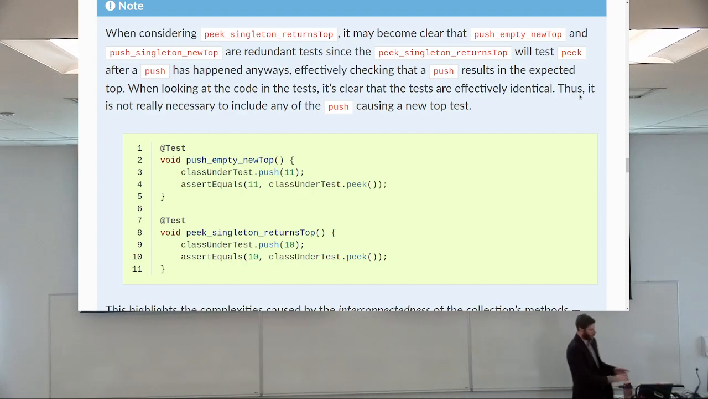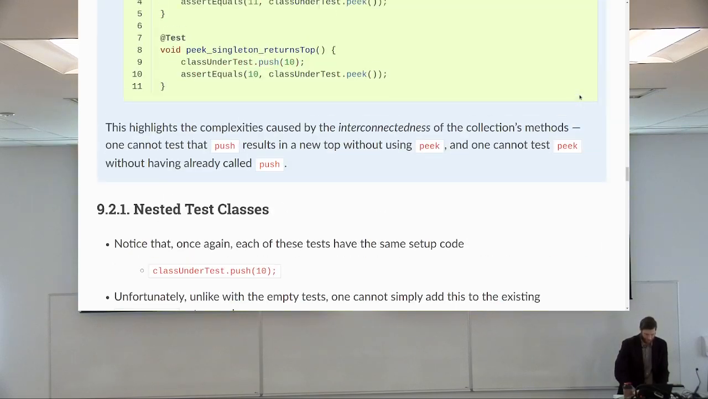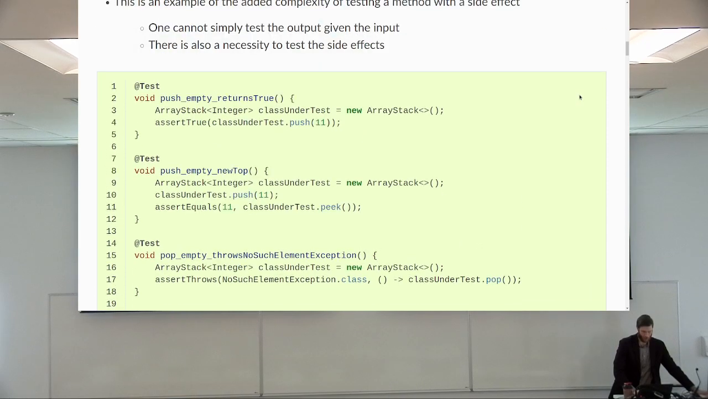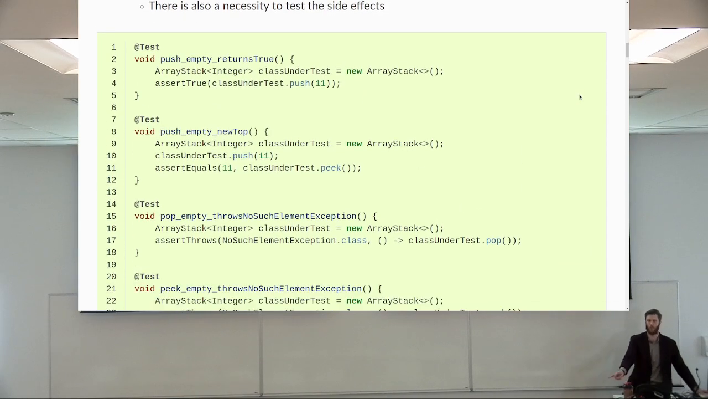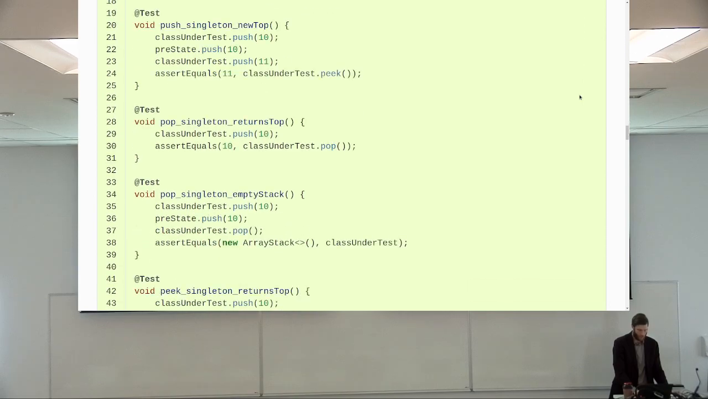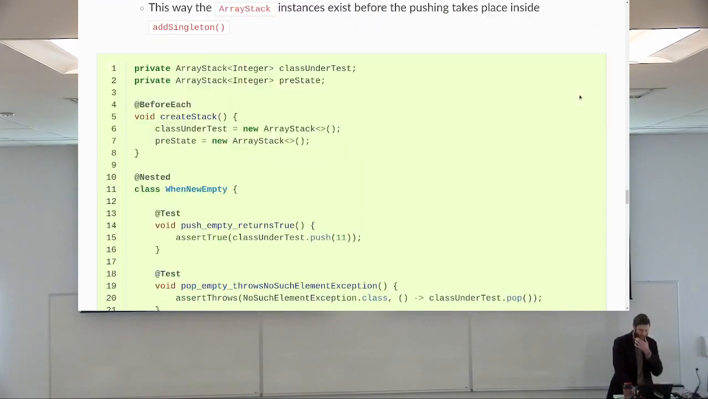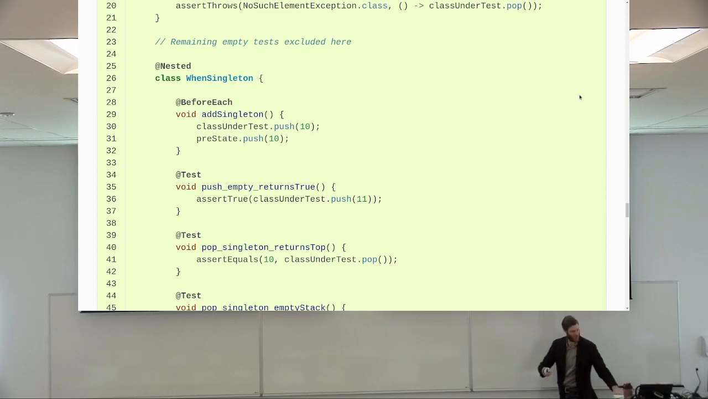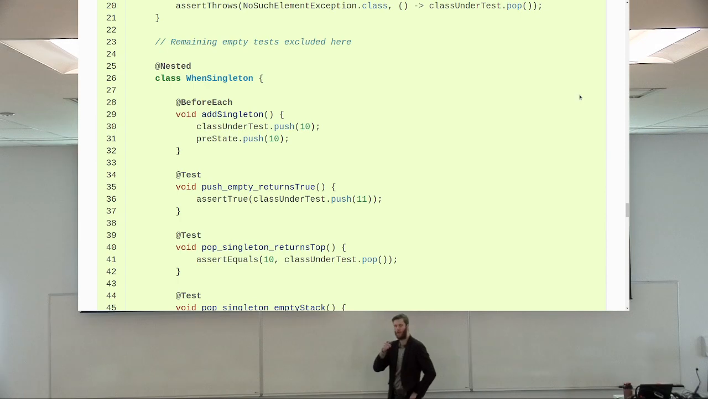You'll notice, if you go and look at the code, for example, let me go up here. Look at the first two tests. Push, empty, returns true. Push, empty, results in a new top. Those are two good things to test for push. That's probably sufficient for testing push. But when I do the nested class, you'll notice I have push, empty, returns true, but I don't include push, empty, new top. I got rid of it.